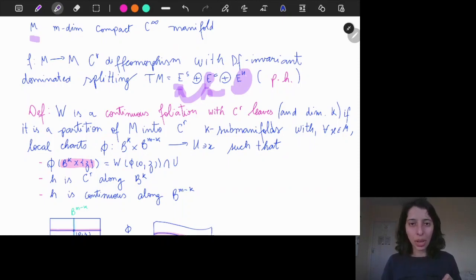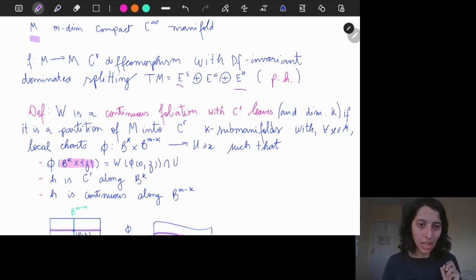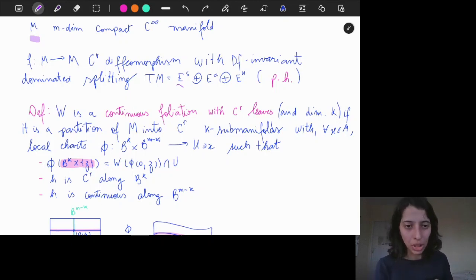And partially hyperbolic is a special case in which one of these two directions, E^S or E^U, is non-trivial, and E^U is uniformly expanding and E^S is uniformly contracting. In our examples, both of these directions will be non-trivial. And they are DF invariant because the action of the derivative on the tangent bundle preserves this decomposition. This is what we call partial hyperbolicity.